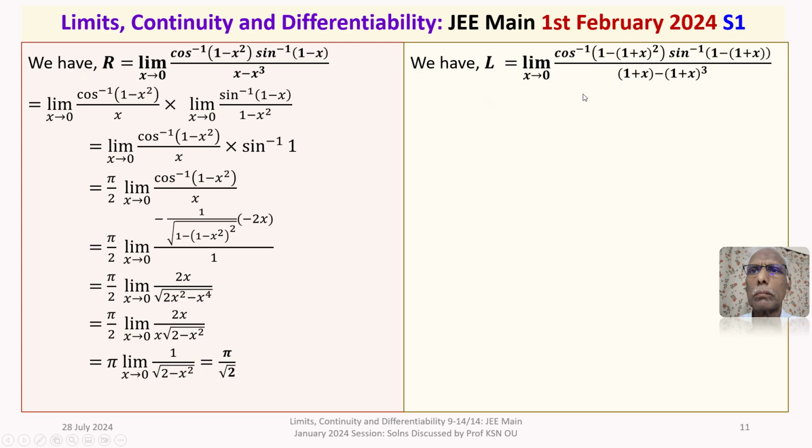Agreed. Let's get into the evaluation of capital L. Right. Now, limit x tends to 0 cos inverse of (1 minus (1 plus x) whole square). When you expand, 1 cancels and you get minus 2x minus x square, into sine inverse of (1 minus of 1 plus x). 1 cancels, it is sine inverse of minus x. And in the denominator, you take 1 plus x common. Then you will get in brackets 1 minus (1 plus x) whole square.